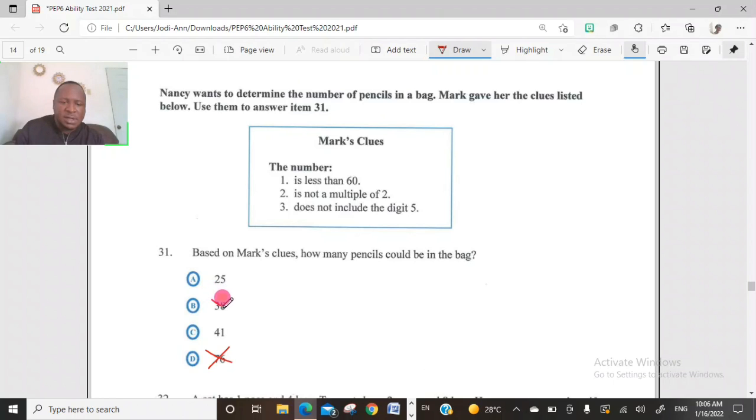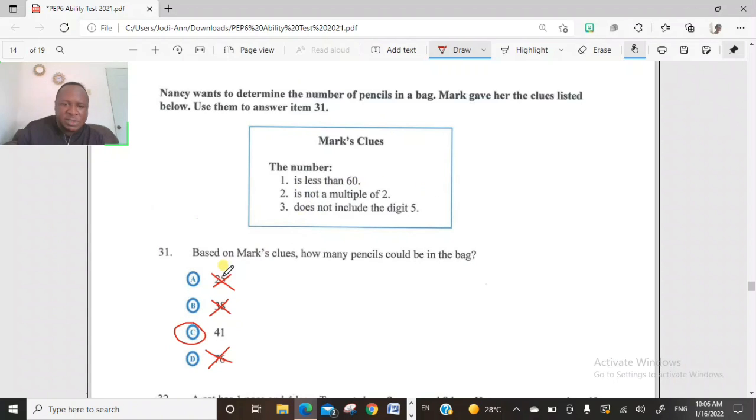So we can't use 38. Cross out 38 as well. So we have 2 options out the way. Right? It says it does not include the digit 5. And if it does not include the digit 5, then 25 cannot be the answer. So the only one that is there is 41 remaining.